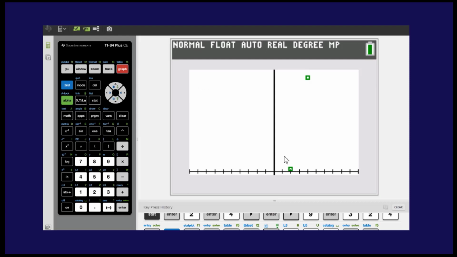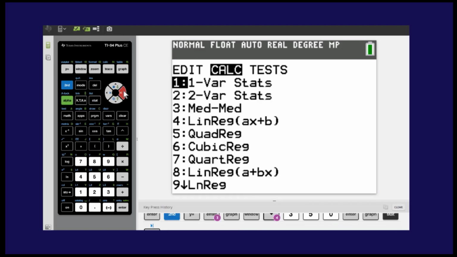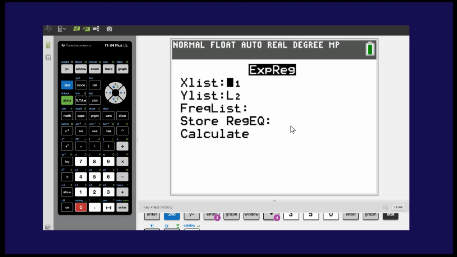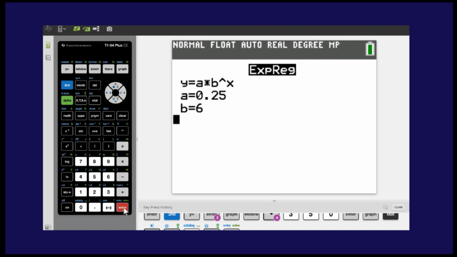What I'm going to do now is hit Stat, Calc, and scroll over. You don't see exponential regression here, so we're going to scroll down because I do believe it is 0. Awesome. So we're going to hit 0. You'll see here it's got list 1, list 2, and we're going to scroll down to calculate to get the values that we want. It's going to calculate the regression, and it's going to say that my A is 0.25 and my B is 6, which matches what we came up with algebraically, so this is good.